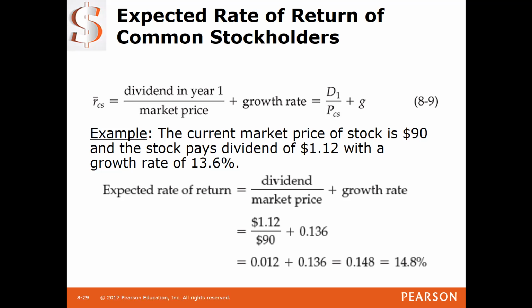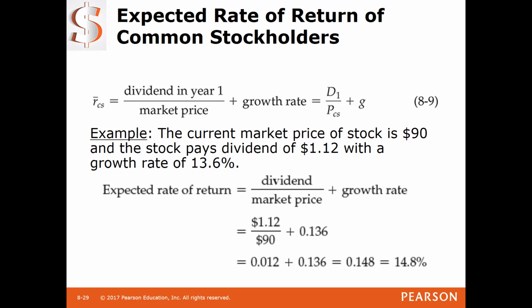G is the growth rate, the internal growth rate of the company. So in the example before you, the market price of the stock is $90 and the stock pays a dividend of $1.12 and the growth rate is 13.6%. So now that we have all the information needed, we plug in the dividend info, the market price, and the growth rate. So we arrive at an expected rate of return of 14.8%.